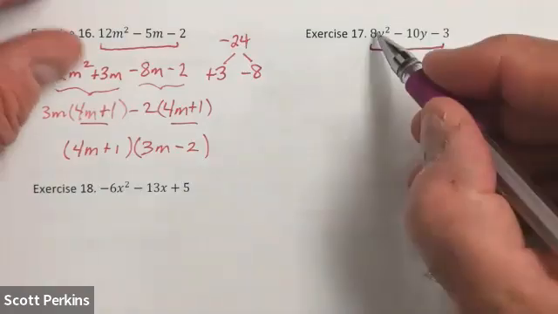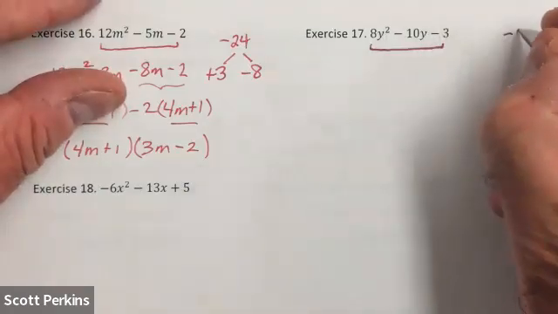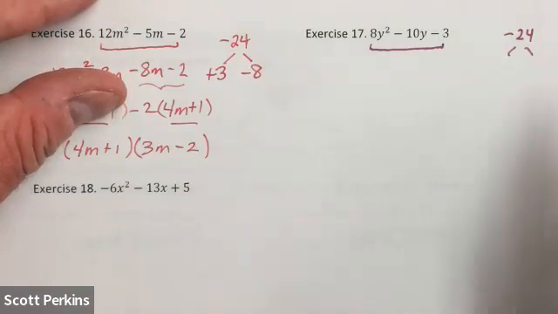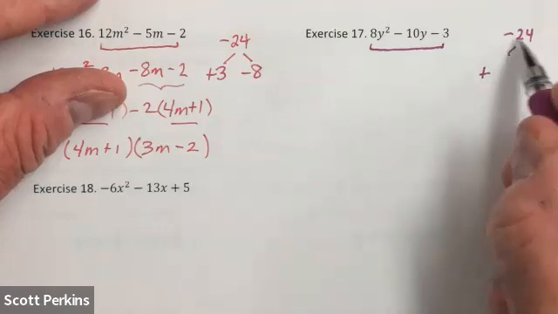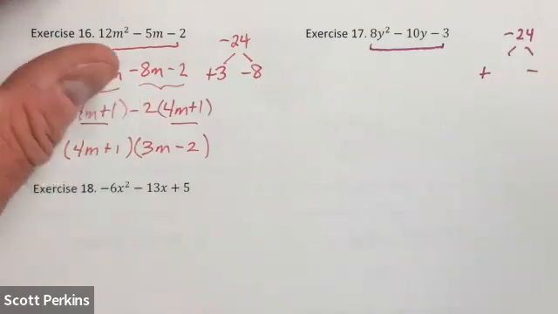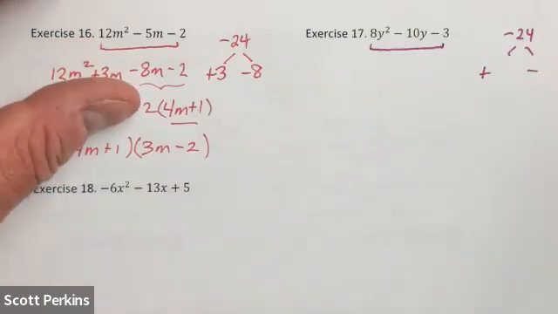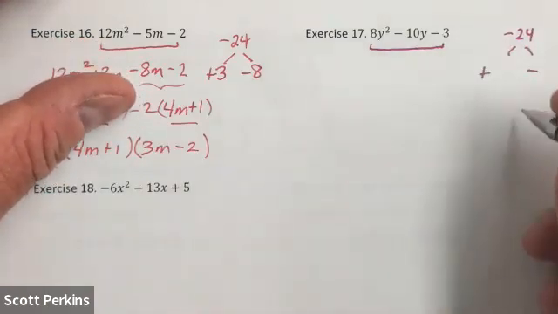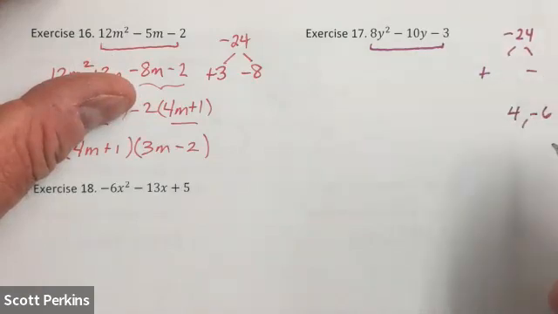Just to get you started, the 8 times the -3 is a -24. Since it's a -24, I'm going to have a positive and a negative factor. And I need the two factors of 24 that are going to be 10 apart. What two factors of 24 are 10 apart? 4 and -6. Okay, now 4 and -6 do give you -24.